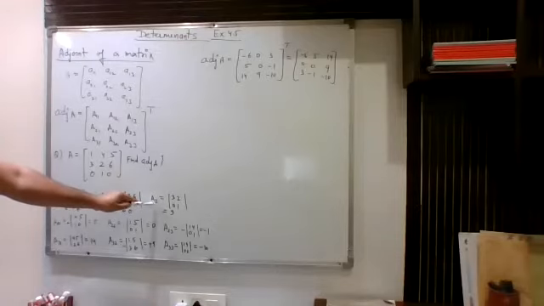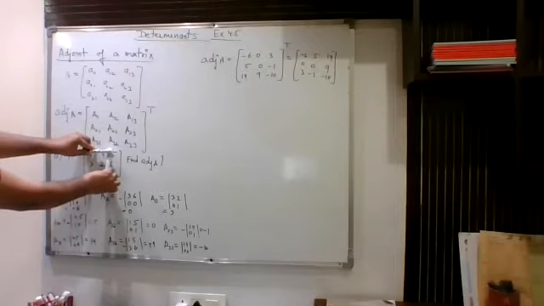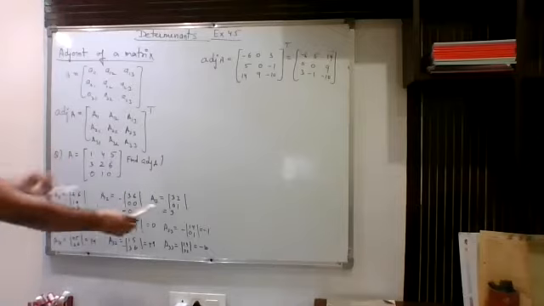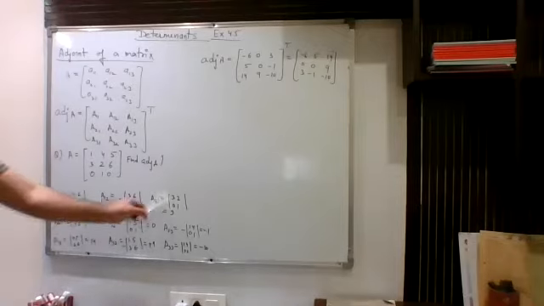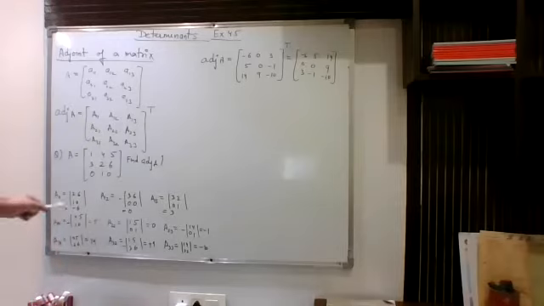A13. Here the sum of the suffix, 1 plus 3, is 4, so that is why it is positive. Now let us write this down. Ignore this 5 and write down the 2 cross 2 determinant: [3 2; 0 1]. Now after that do the calculation. This is how we will get these 3 cofactors.